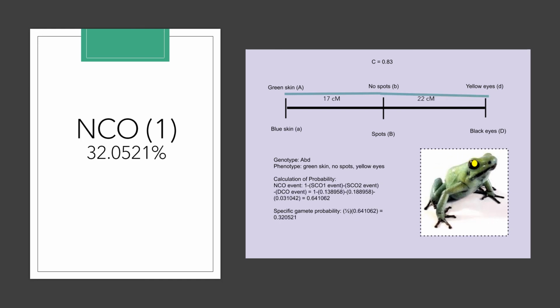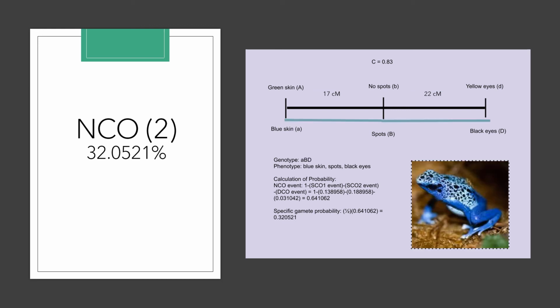This is with no crossovers at all, so it's going to be the same type as its parent, green skin, no spots, and yellow eyes. This is the highest percentage with 32.0521%. This one also has a 32.0521% chance of being blue skin with spots and black eyes, the same as the second parent.